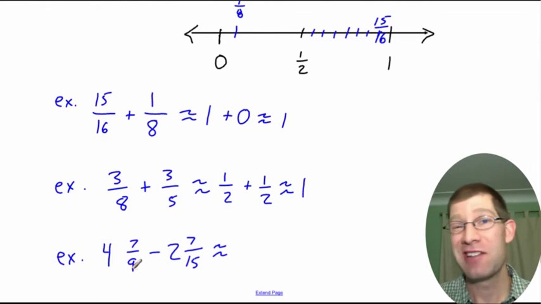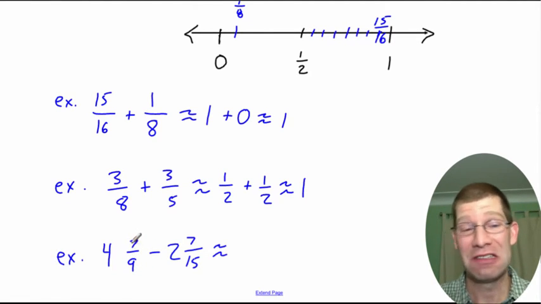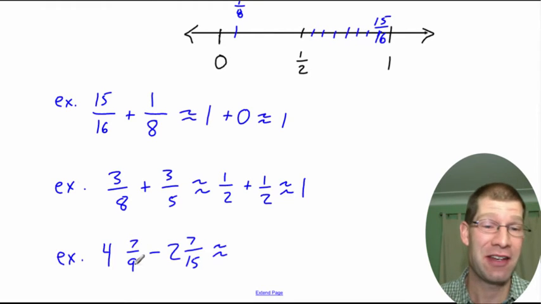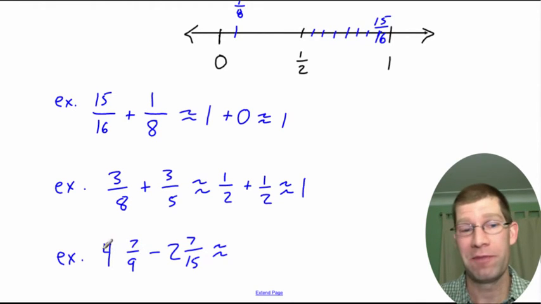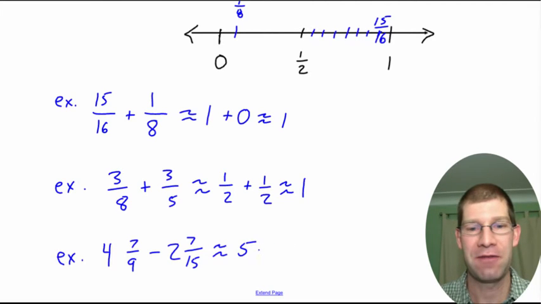So half of 9 is going to be 4.5. So 7 is closer to 9 than it is to 4.5. So I'm going to take this first number and say, well, this 7 over 9 is really kind of like 1. So if I have 4 in that, that's approximately equal to 5.